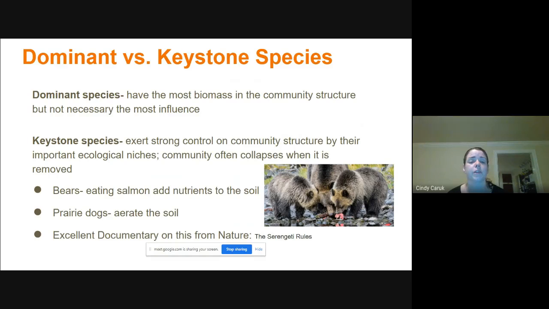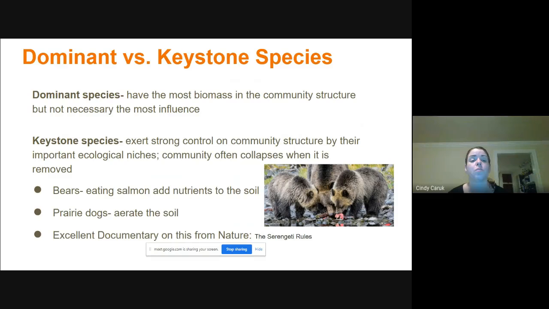Keystone species do not have to exert a strong control on the community structure. They exert strong control on the community structure by their ecological niches. So if you remove them, a community can collapse or be drastically changed. So it's like a keystone in an arch. If you move that center stone, the whole arch collapses in the building.